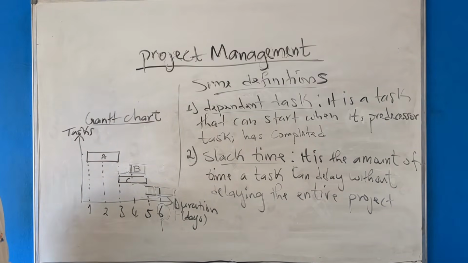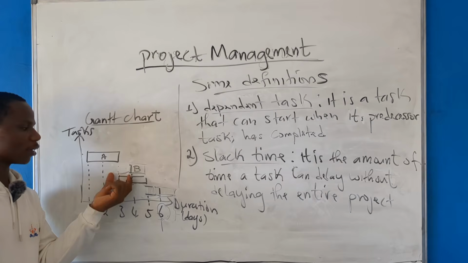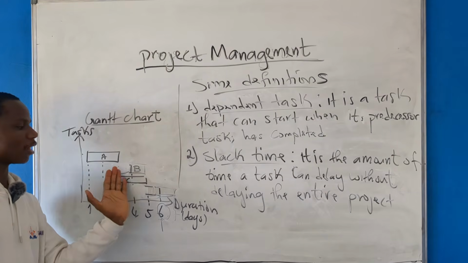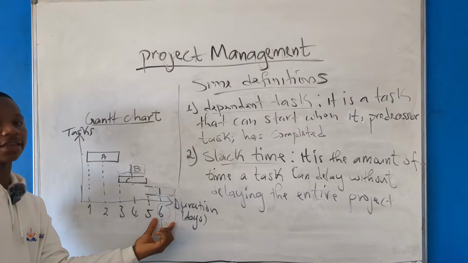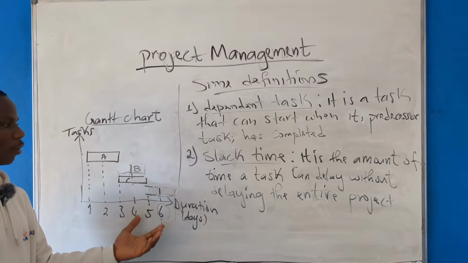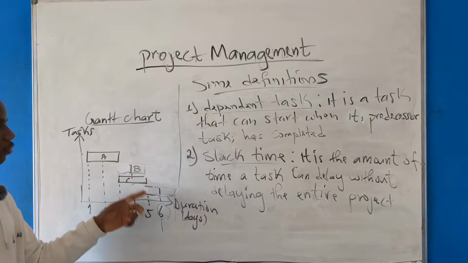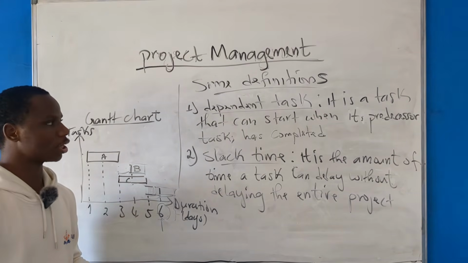Make sure that when you're looking at slack time, that time you call slack time is not delaying the project. It's not affecting the end date of the project. By that moment, you'll know whether it is slack time or not. After this, we're going to study something else so you understand it better: the critical path.